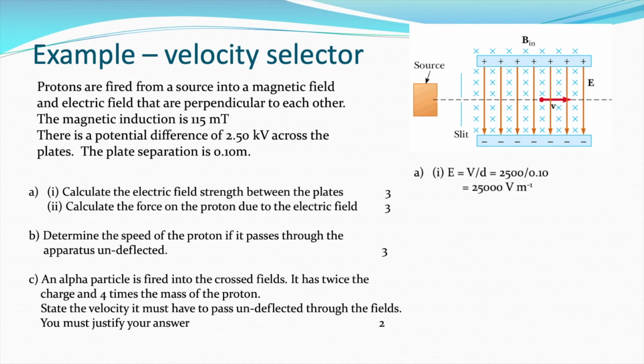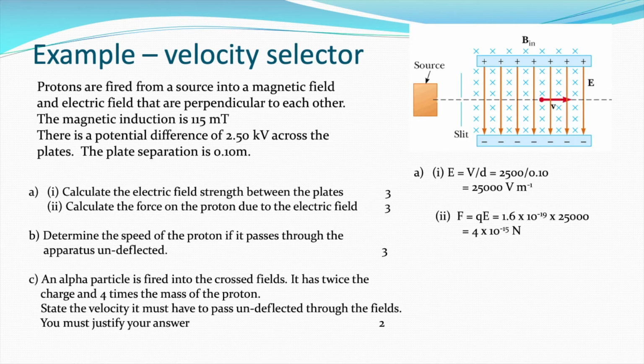Well, electric field strength is the potential difference across the uniform field divided by the distance between the plates. So 2500 divided by 0.1 gives us an electric field strength of 25,000 volts per meter. Part 2, calculate the force on the proton due to the electric field. Well, F equals QE, and it's a proton, so its charge is 1.6 times 10 to the minus 19 times that electric field strength, which gives us 4 times 10 to the minus 15 newtons.